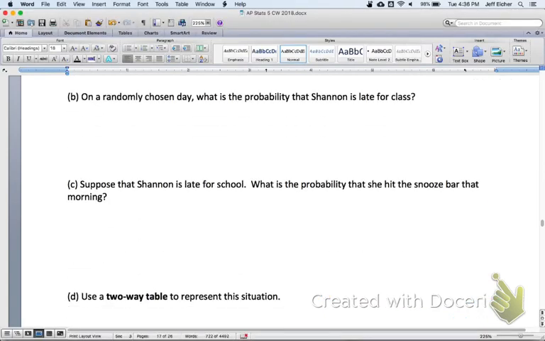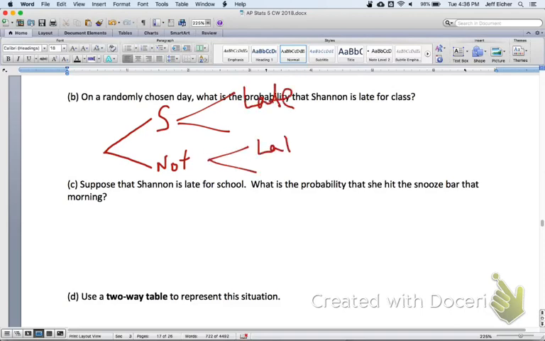So, on a randomly chosen day, what is the probability that Shannon is late? So, originally we had something like this. This was snooze or not. And we had two branches that said late. It was this top one and then this third one down. So when we're asked this, we really want to know what's the probability of this and what's the probability of that. And I believe we had those numbers written above.